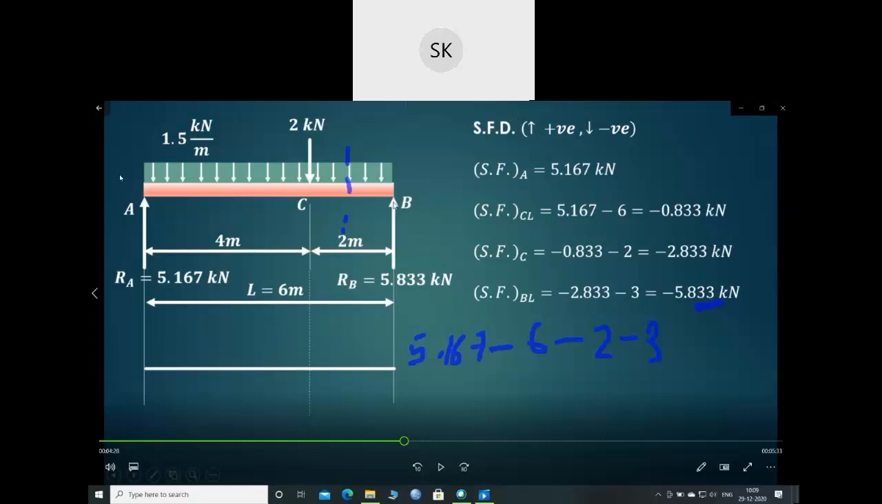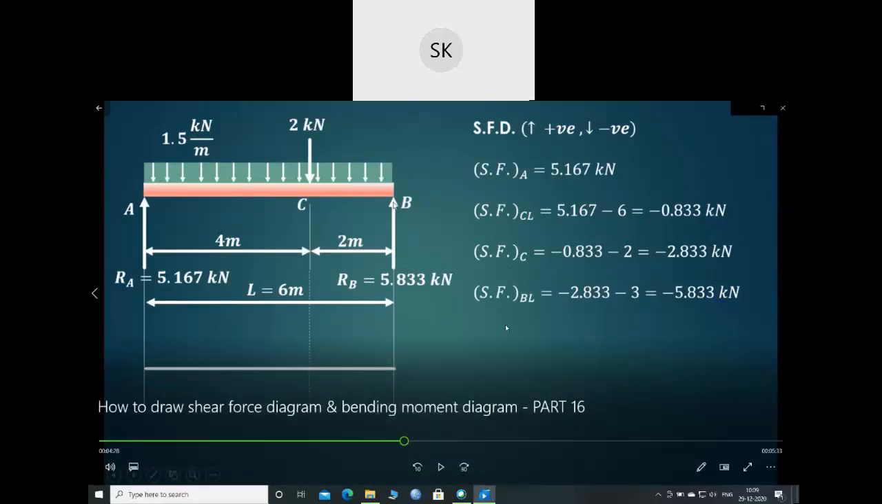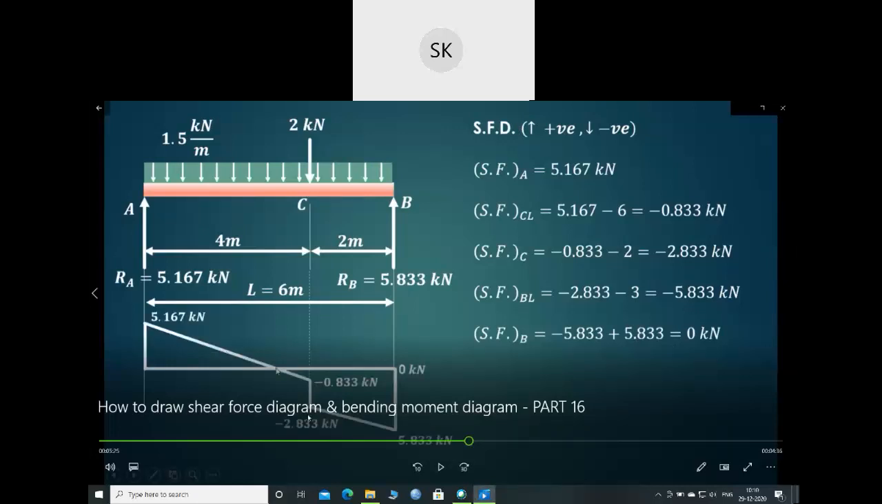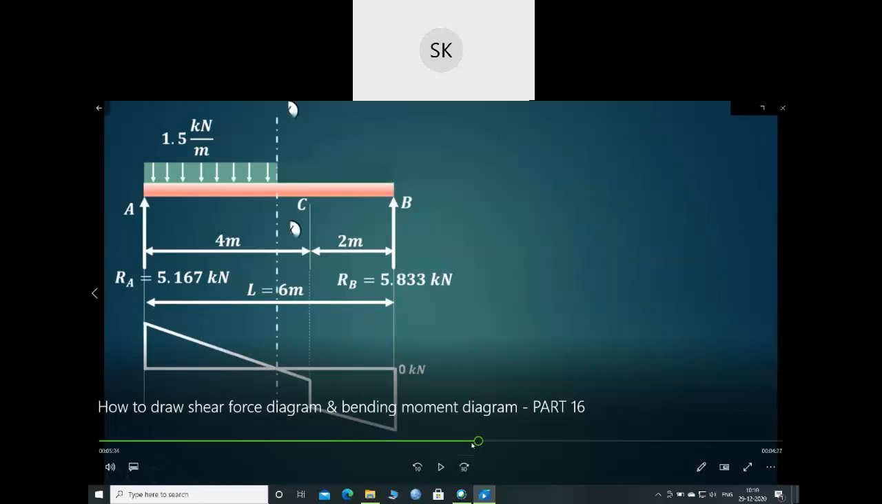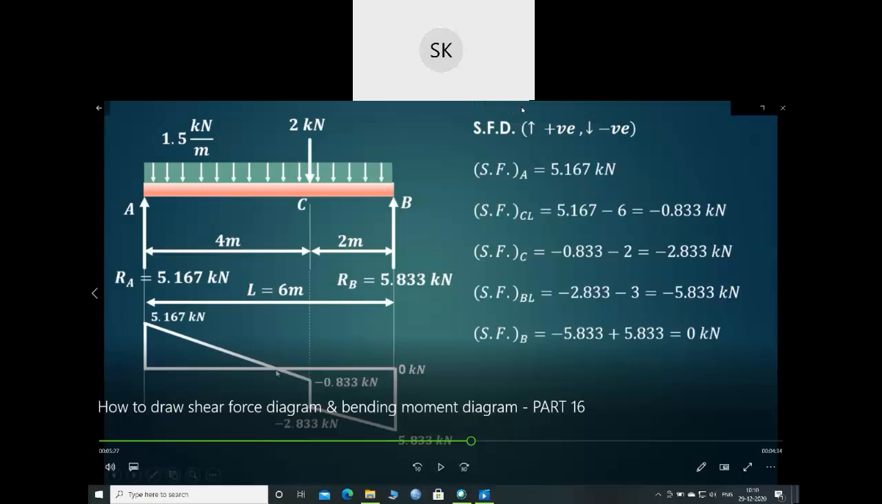Okay. So that's how they have found out shear force at BL, that means left of B. When you take a shear force at B, it will be all the four forces along with this B, so the 0. So place this value in a diagram format, and you will get a shear force diagram this way. Try it at home by yourself, taking different values, same kind of problem.